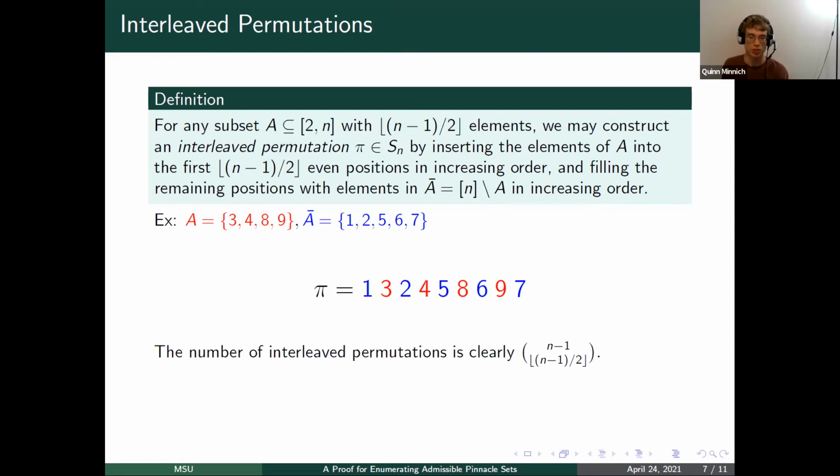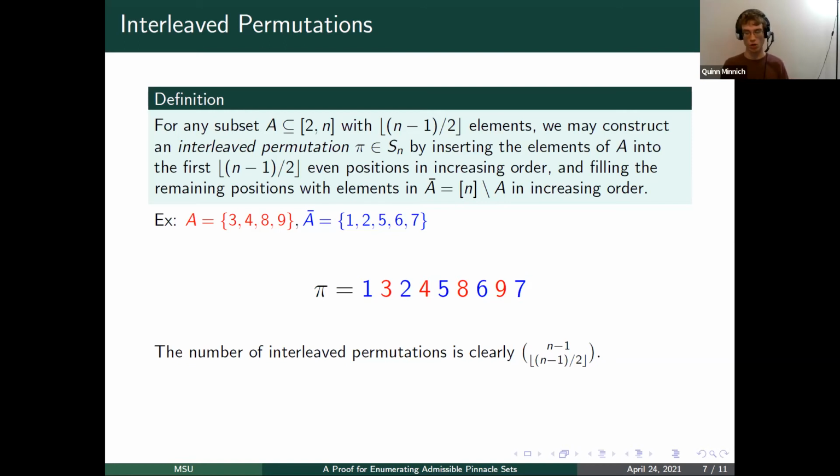Now I should make it clear before going on that we don't know anything about the pinnacle values. It might seem like the direction I'm trying to go is I'm going to say that all the red elements are the pinnacle values, but that's not actually the case. In this example, 3 is a pinnacle value, but 4 is not. And there are other examples where some of the blue elements end up being pinnacle values. So just because we constructed the interleaved permutation does not mean we have any handle on what the pinnacles are or where they appear. These are simply permutations that are easy to count.